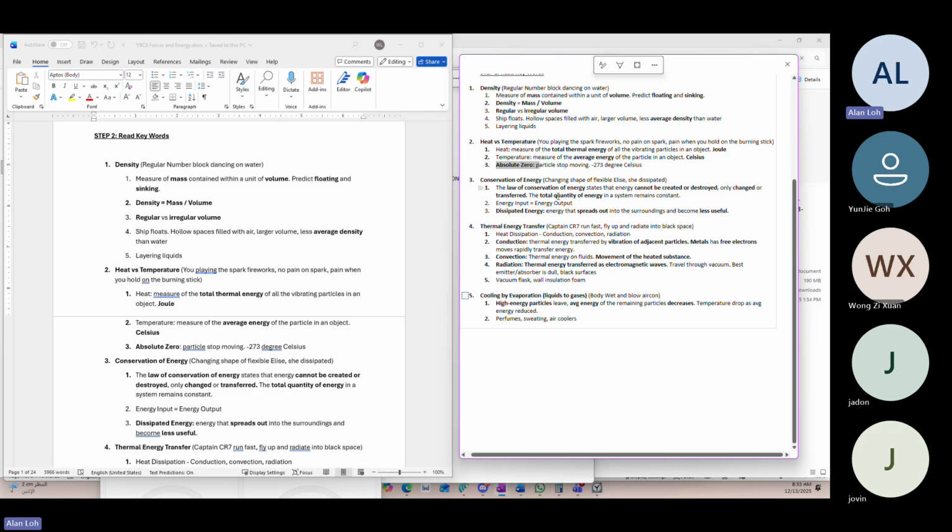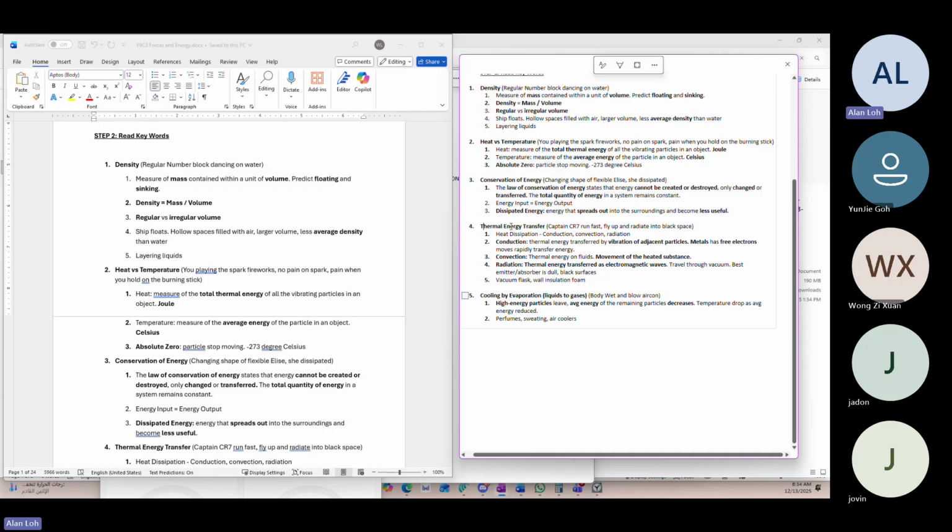Conservation of energy, right? This is when your daddy is having a heated conversation with Thor, the big guy. So conservation of energy is talking about energy cannot be destroyed. You can only change and transfer, and the total quantity of energy in the system remains constant. So energy is something so special and unique that you can never destroy it. It will just change from one form to another form. We will know this in more detail a bit later. Okay.